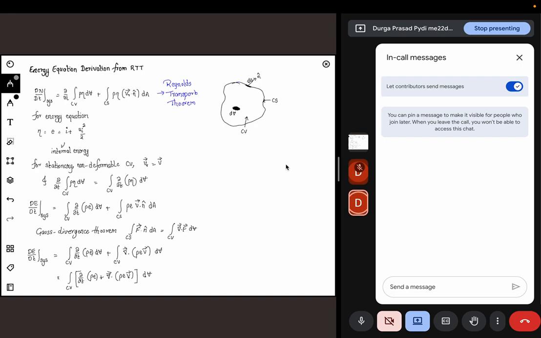So now we are trying to use that particular theorem in the case of the energy equation, where capital N is an extensive property and the eta over here is an intensive property. Extensive is one which depends on the amount of matter, whereas intensive doesn't depend on the amount of matter. So the total energy is what is conserved.